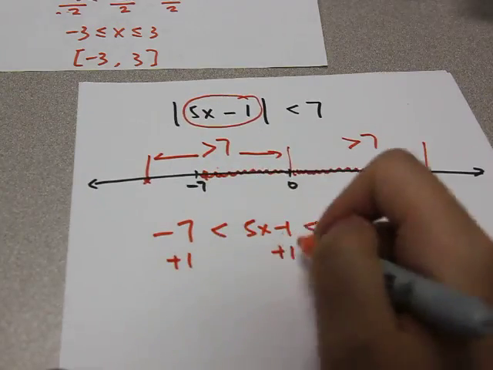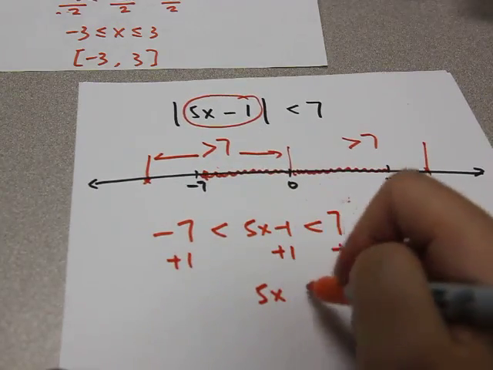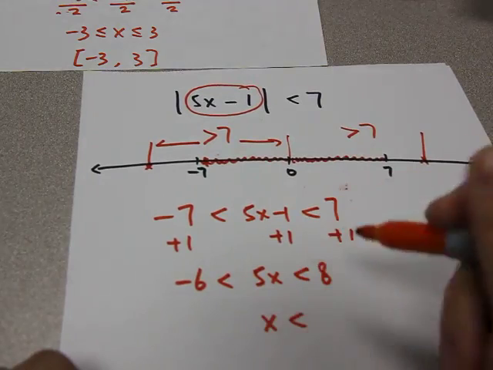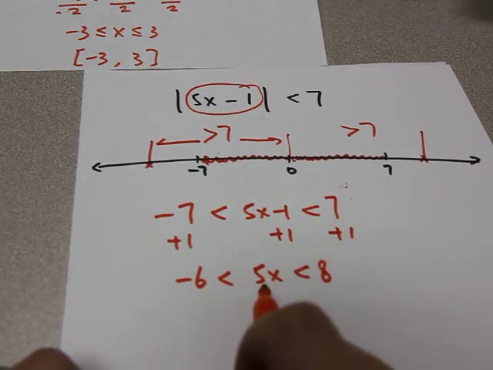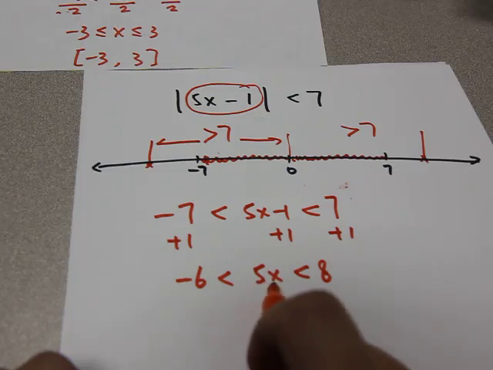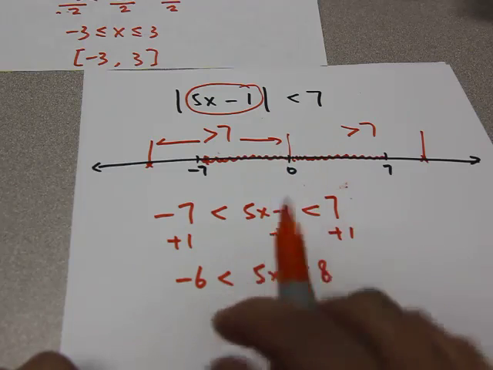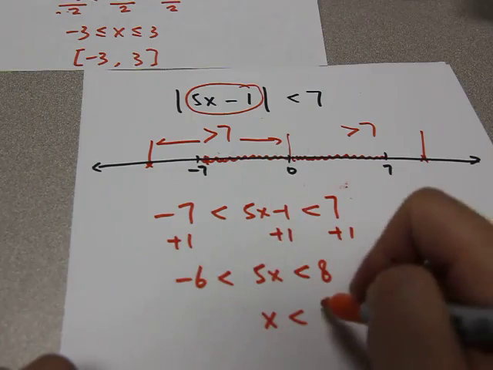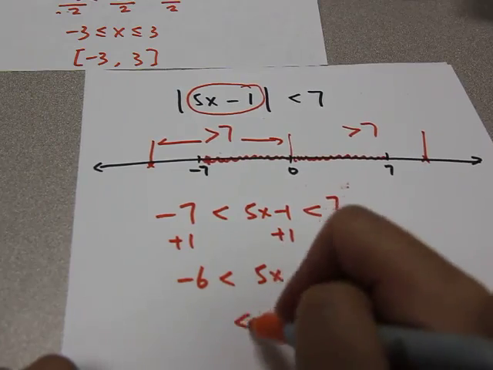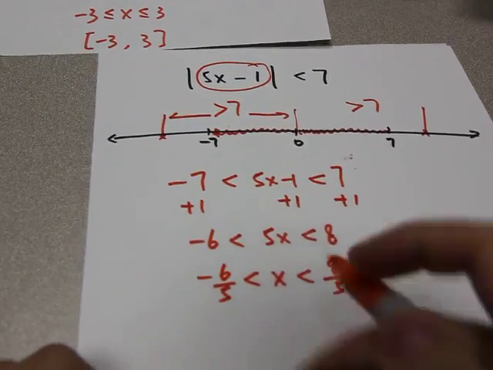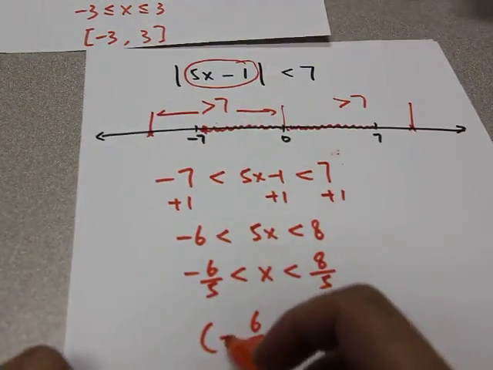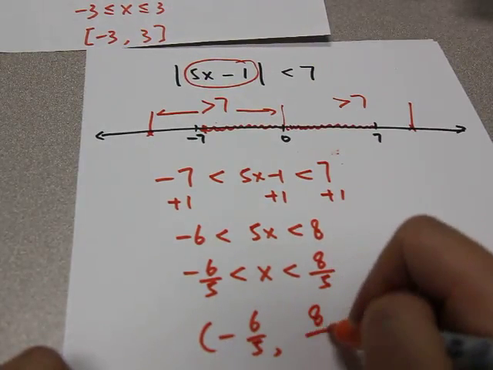And next, to solve this inequality, we add 1 on each side. Then we divide by 5. Be careful and double check if the number you divide by is a negative number. Because if it's a negative number, after you do the calculation, you must swap the sign. Here, since we are dividing by a positive number, we don't have to worry about this. So the solution to this absolute value inequality is x is from -6/5 to 8/5.